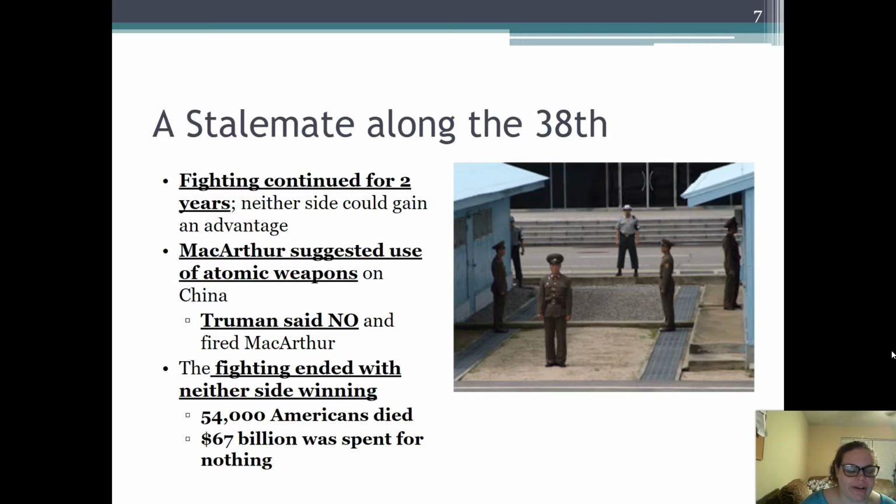So a lot of Americans feel disheartened by this because basically we spent $67 billion and lost 54,000 troops just to spend money and lose troops. We didn't do anything. They didn't accomplish anything.